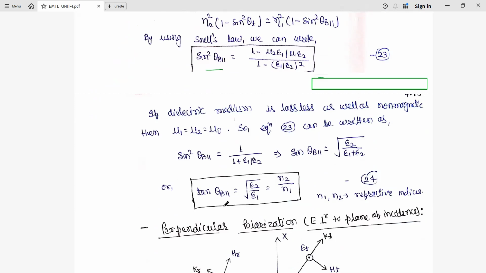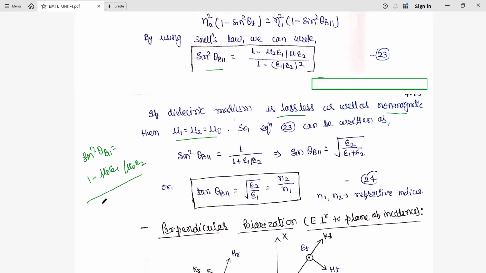If it is a dielectric lossless medium as well as non-magnetic, then in that case mu 1 and mu 2 are both equal to mu naught. So equation 23 will be in this format. How are we going to get this? If you do the rearrangement, we have sine square theta b parallel. Finally, if you substitute the values, we have 1 minus mu naught epsilon 1 divided by mu naught epsilon 2. So this mu naught will be cancelled.